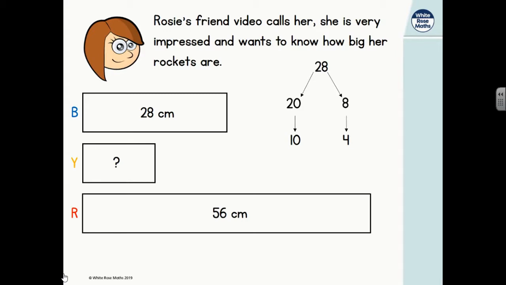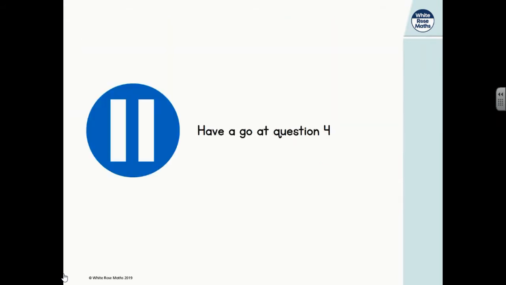Hang on a minute. Halving's easy. I thought doubling was easier, but halving seems easier to me. What's the final step again? Oh yeah. Put the numbers back together. So I've got 4 ones and 1 ten. 14. I think the yellow rocket is 14 centimetres. Brilliant. Pause the video here to have a go at question 4.